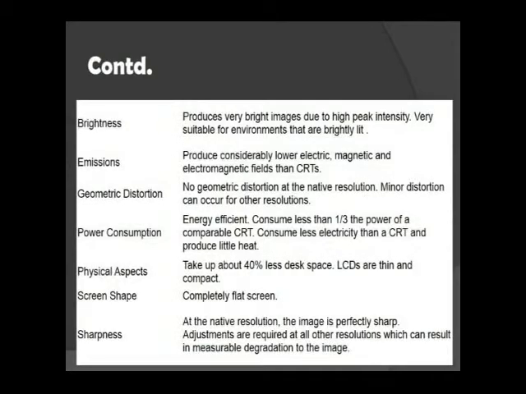There is a continued tabular form of more advantages of LCDs in the aspects of brightness, emissions, geometric distortion, power consumption, physical aspects, screen shape, and sharpness.